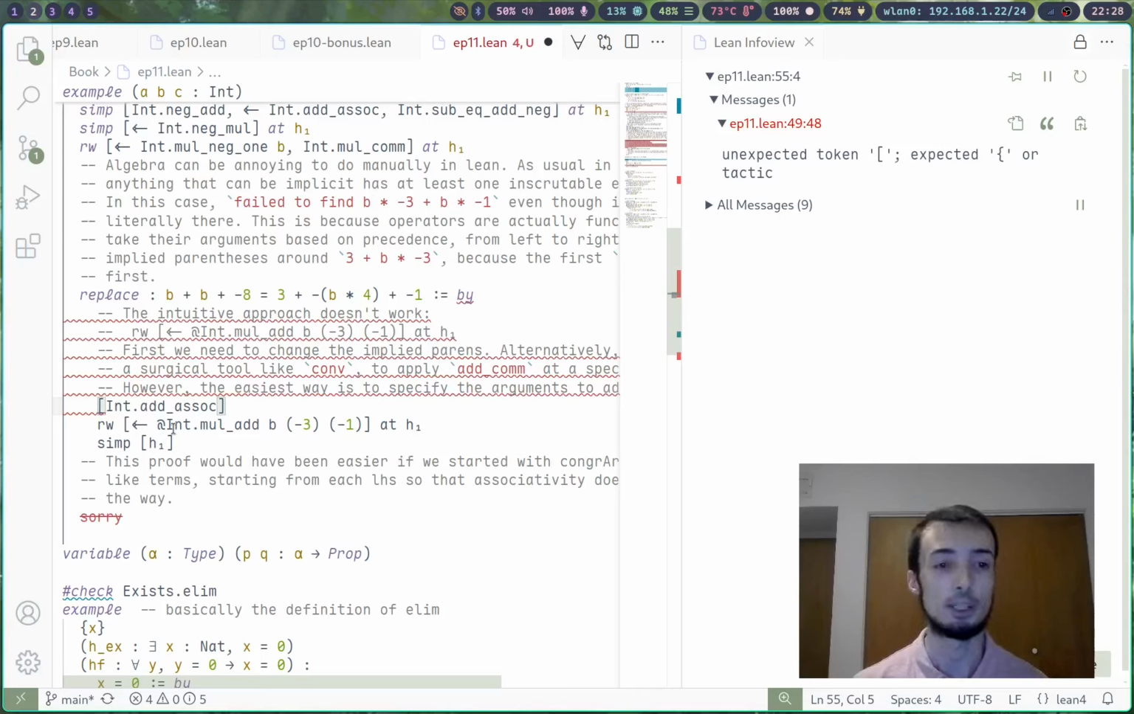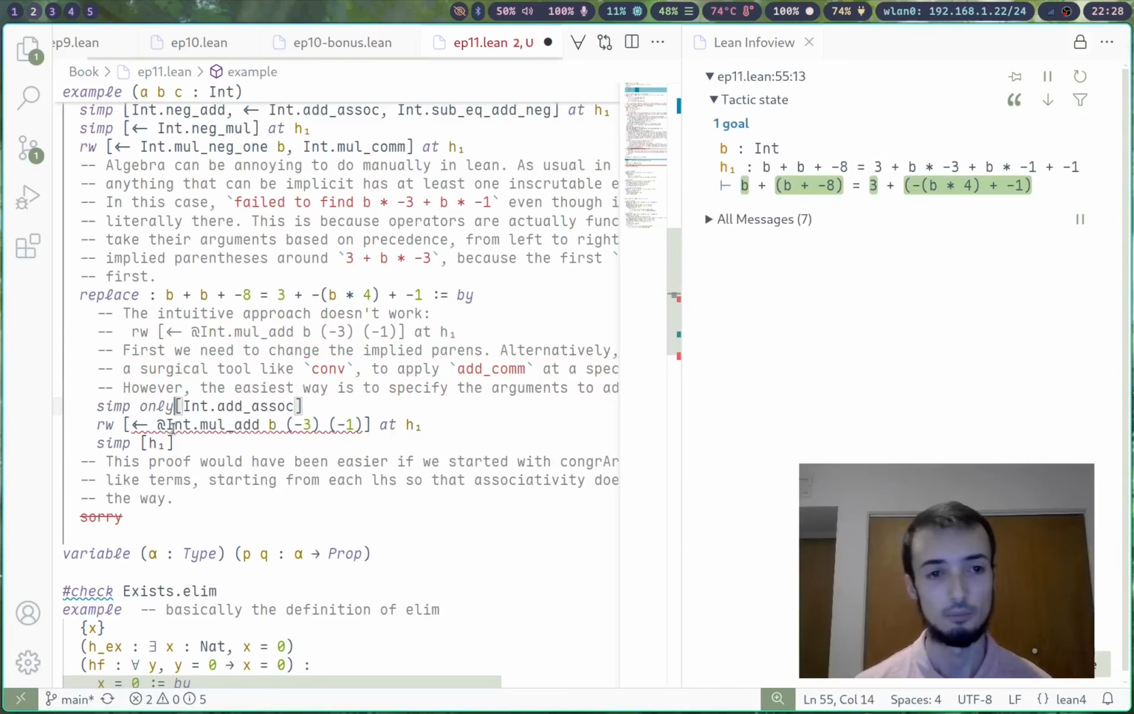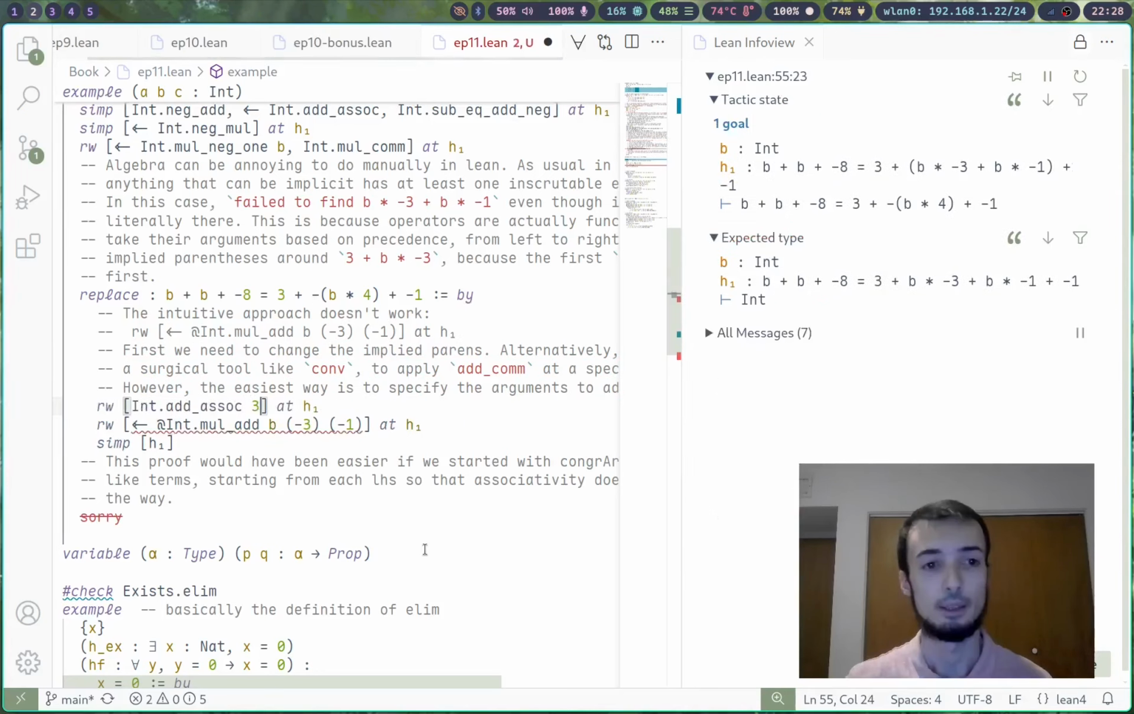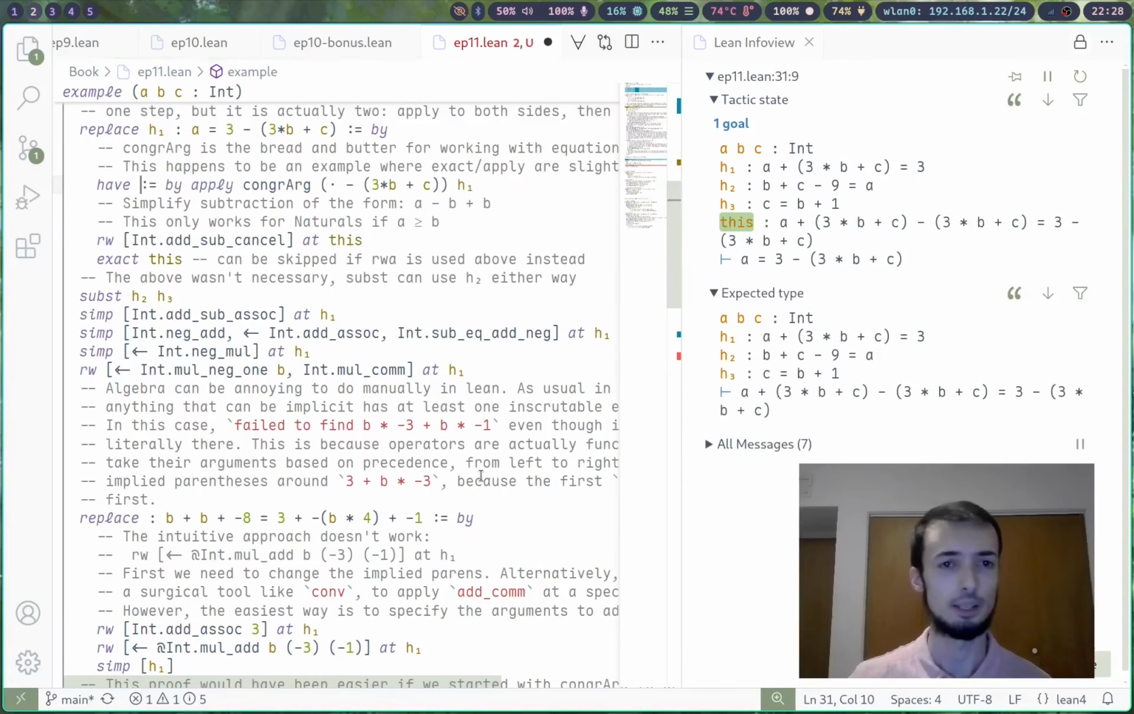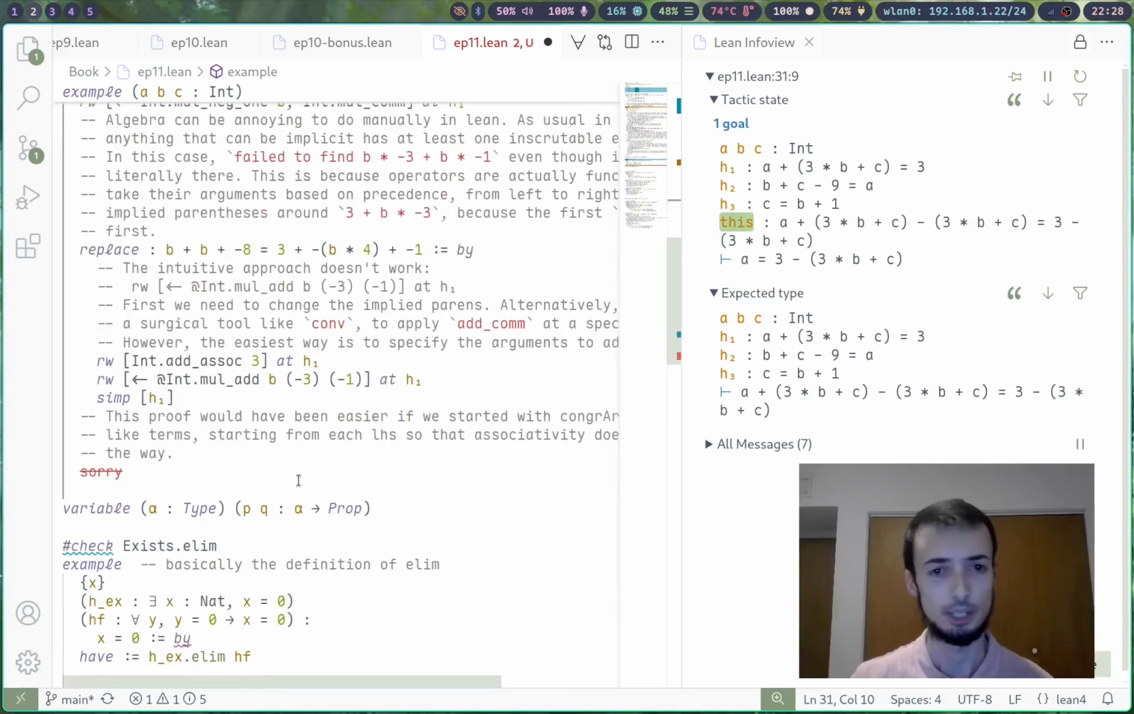So this really isn't such a big problem, but it is worth understanding, especially because it can always come into play later on, even if you're not doing algebra. All right, so let's put it back to where it was. And I think that's about it. That's all I'm going to say about this proof. The rest you should check out yourself.